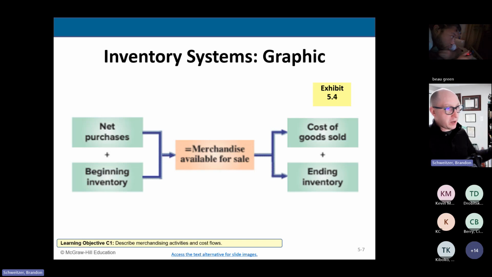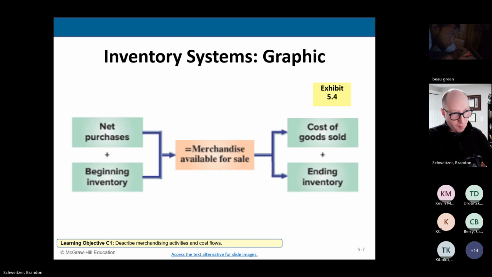That comes from my beginning balance inventory plus my purchases. That gives me merchandise available for sale. When I sell the inventory, it affects my cost of goods sold. As I sell more inventory, my cost of goods sold rises. As I sell my inventory, my ending inventory balance is going to go down. See, think about the physical flow. That's basically what this simple graphic tells us.